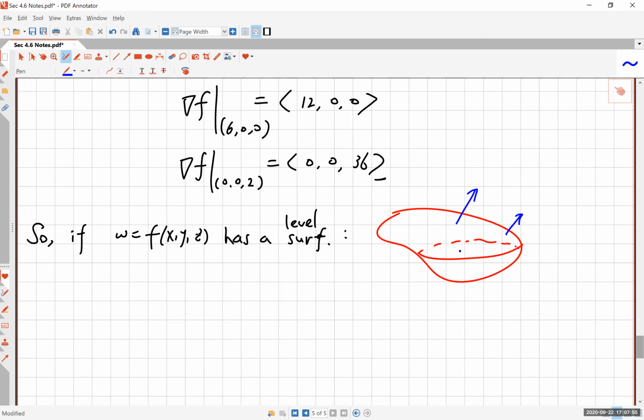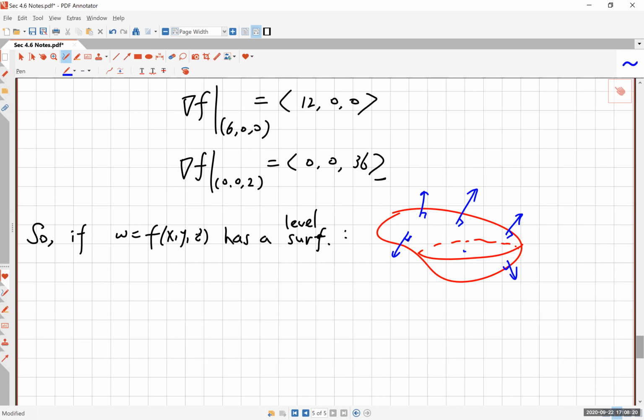Now, if the inside of this, the thing that looks like a balloon, has a higher value, the larger value of f of x, y, z, then everything will be pointing inward. But I'm assuming here that as you move away from the origin, the value gets higher, okay? Then this will always be perpendicular like this, okay?